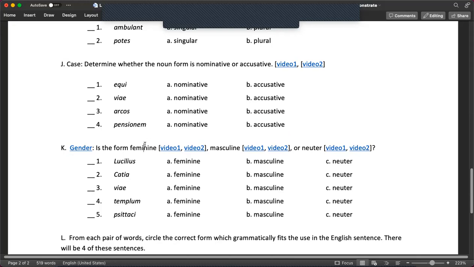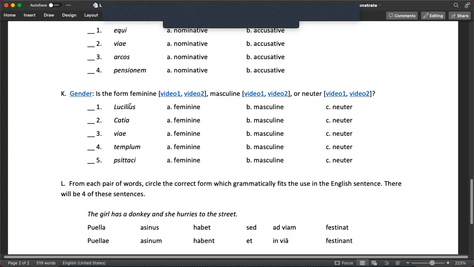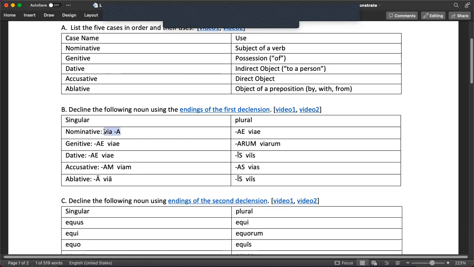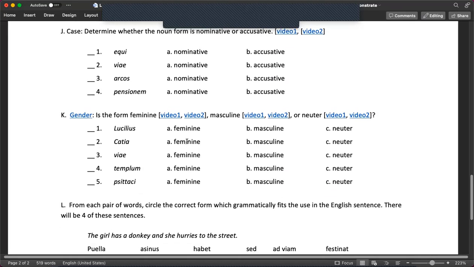For gender in letter K, section K, all you have to know is the US words are masculine, the A words are feminine, and the UM words are neuter. So let's take a look. US, Lucilius, that's masculine. Katia has an A, so it's feminine. AE is in section B. These are the A endings. Right? We see there's the AE, so that's first declension, and that would be feminine, just like number 2.